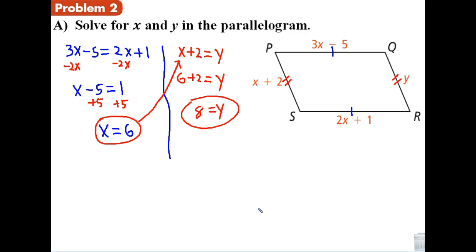Again, part B is the same idea. Pause the video and work through that one. There's a couple of different ways you can set up equations for that, and then hit play to check your answer.